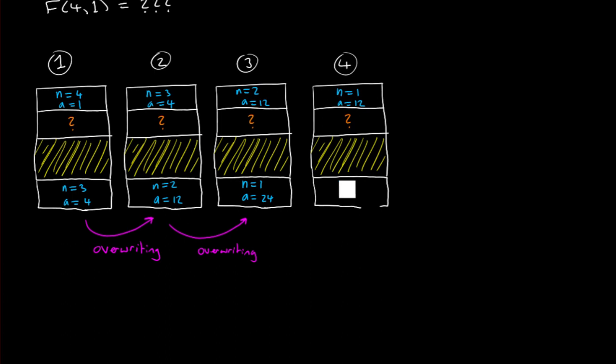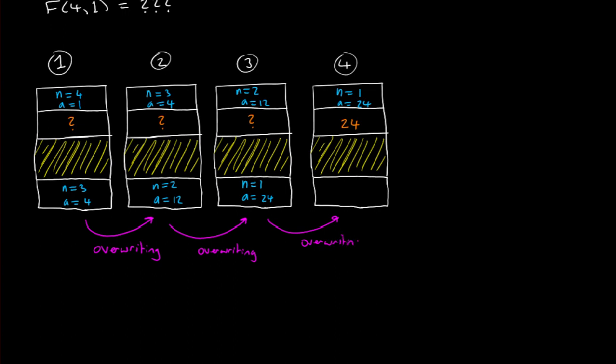But here we're done. We're done because we know that that's 24. Clearly I can't copy because that's n equals 1 and that's a is 24. So we're just copying that 24 in there. I hope you understand that all we've done is overwrite.